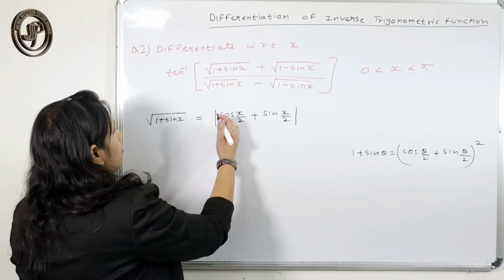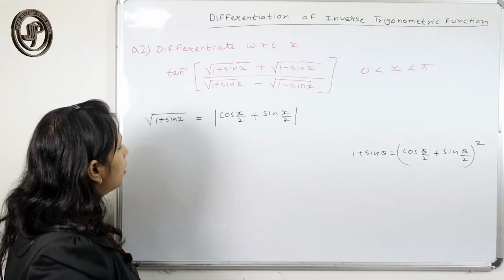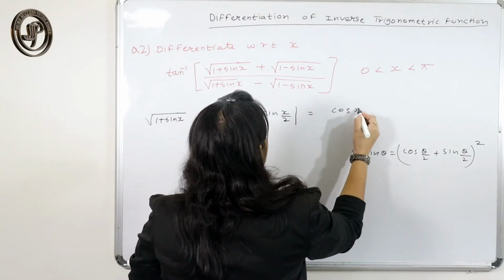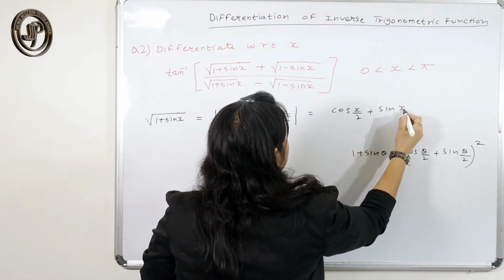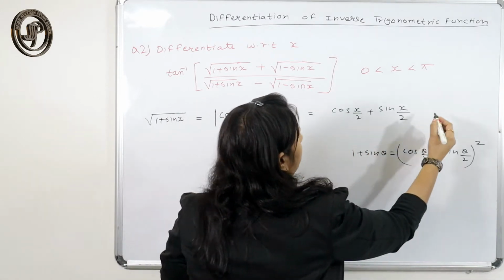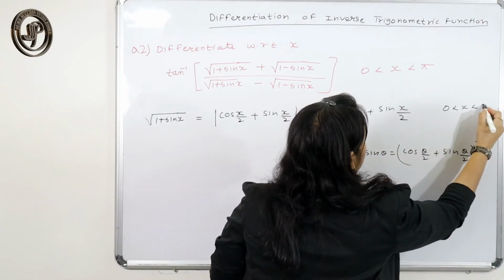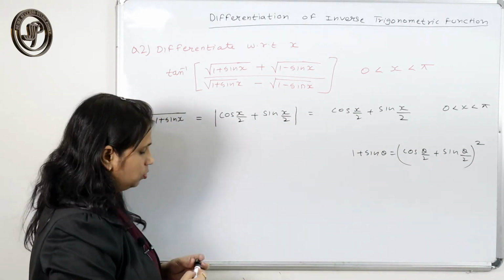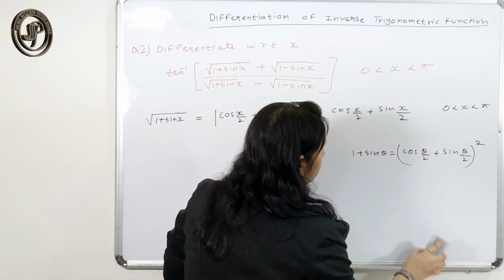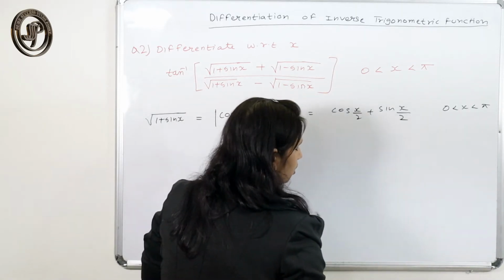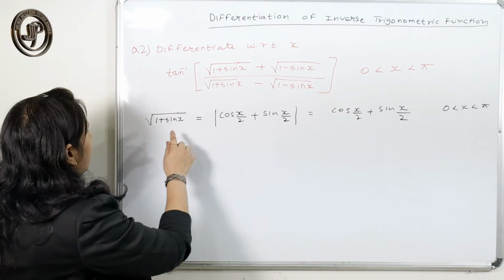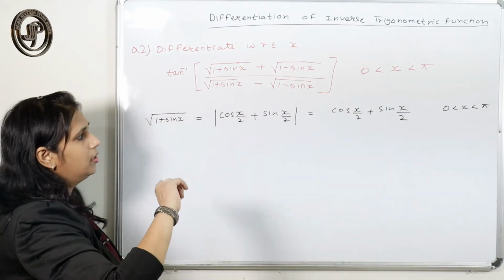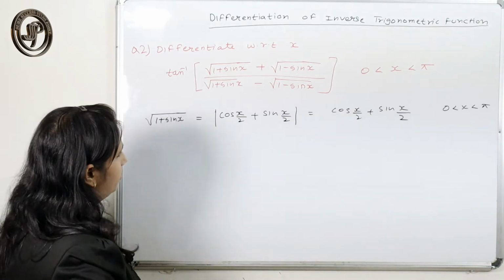Okay, and mod of this will be positive when x lies between 0 to pi, because if you just check with x by 2, you will get all the things positive. So here, 1 plus sine x is positive in 0 to 180 degrees.